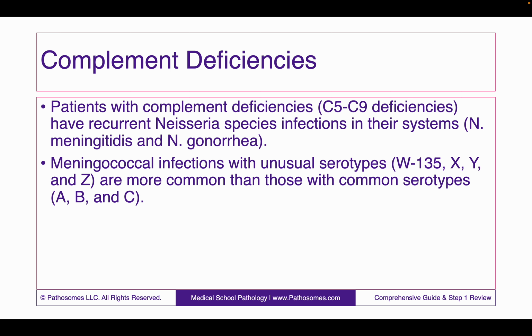With regards to complement deficiencies, those are highly asked about as well. Patients with complement deficiencies, such as C5 through C9 deficiencies, guess what they can't form? The MAC attack complex. Patients have recurrent Neisseria species infections, such as Neisseria meningitidis and Neisseria gonorrhea. Meningococcal infections with unusual serotypes like W135, X, Y, and Z are more common than those with common serotypes like A, B, and C.